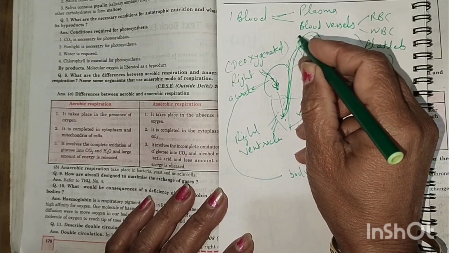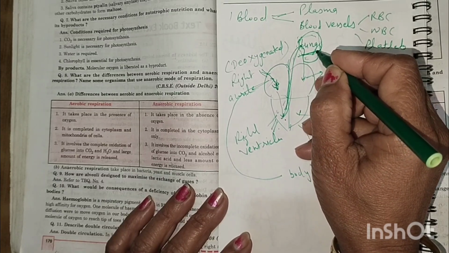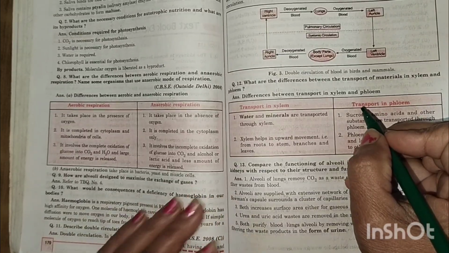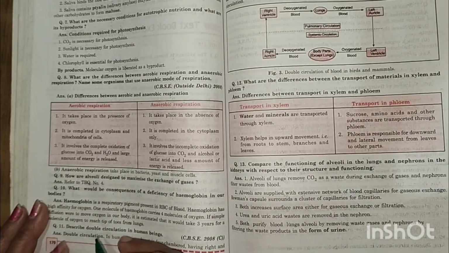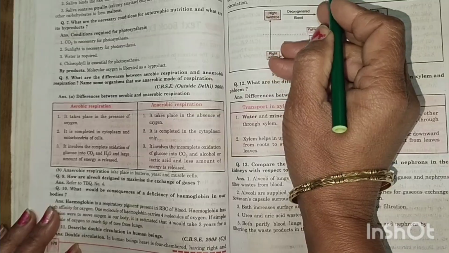Here the circulation takes place through the lungs. This is called pulmonary transportation or pulmonary circulation. Double circulation. In human beings, the heart is 4 chambered, having right and left auricle and right and left ventricle.